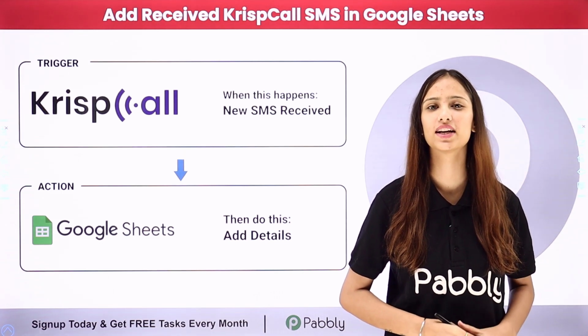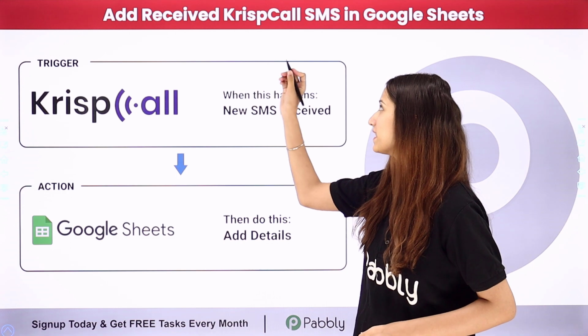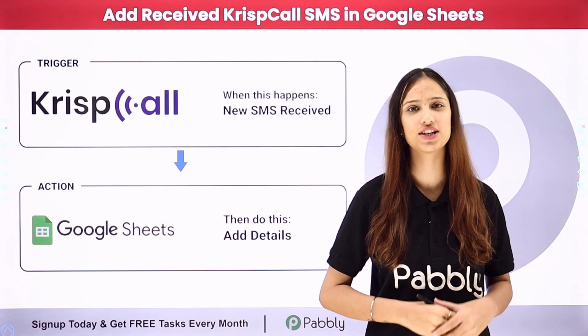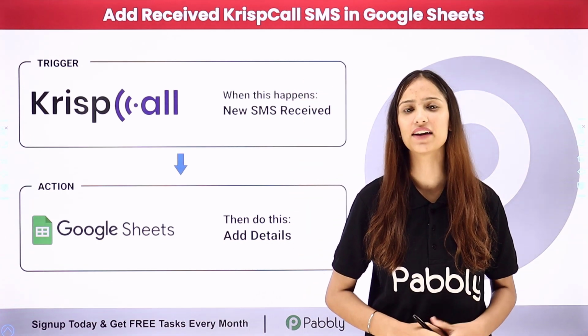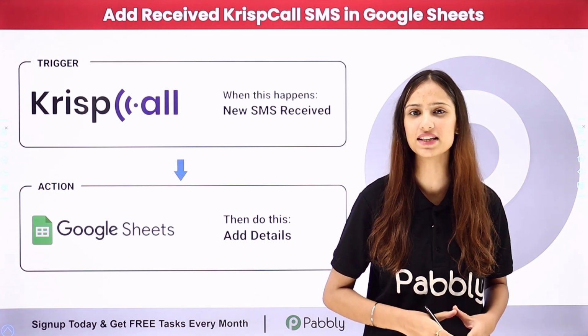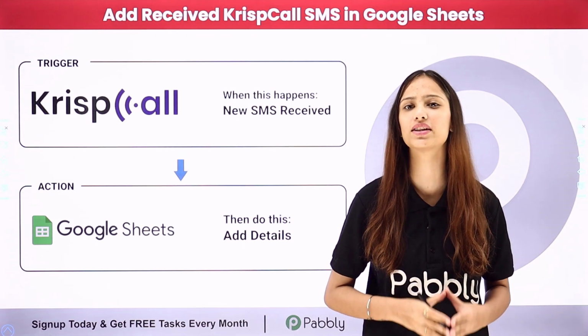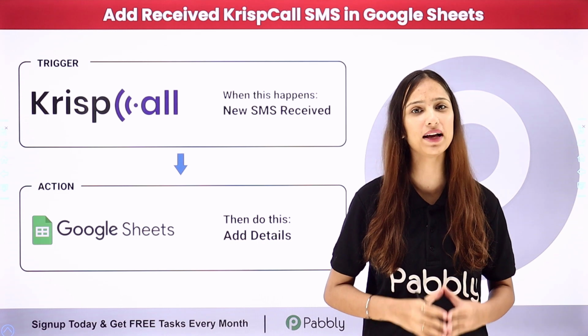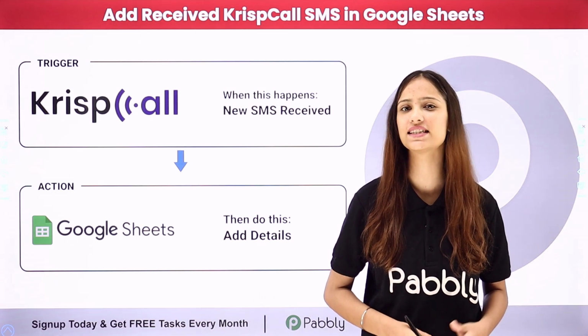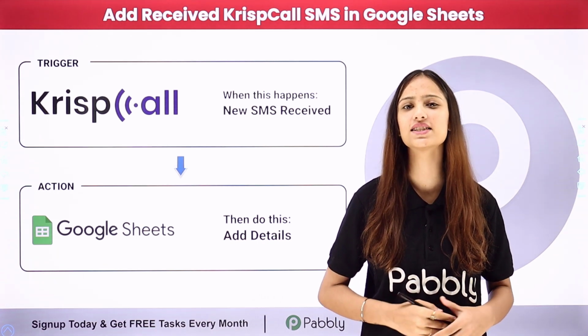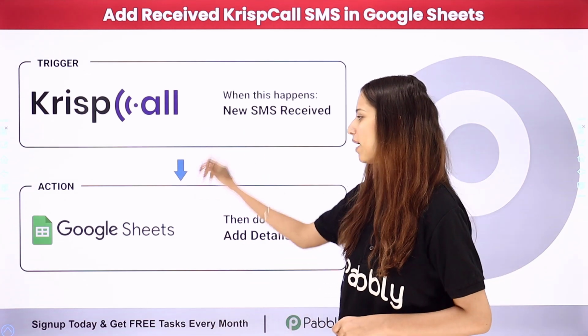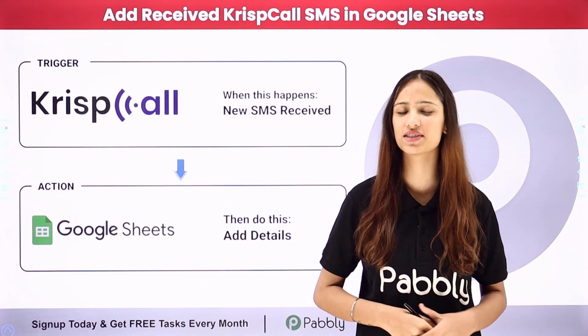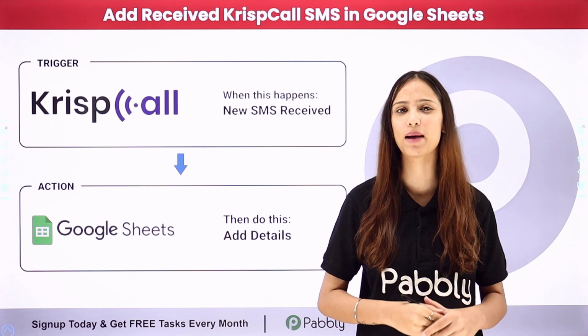So in today's video we will understand how to add received KrispCall SMS in Google Sheets. So here my objective is that whenever I am going to receive a new SMS on my registered number with KrispCall account, then automatically I want to add the SMS details in a Google Sheet. So here to do this, I need to set up a connection between these two applications, for which I am going to use this amazing automation software, that is Pabbly Connect.